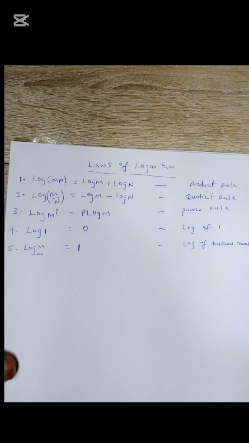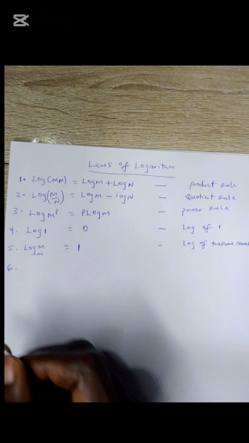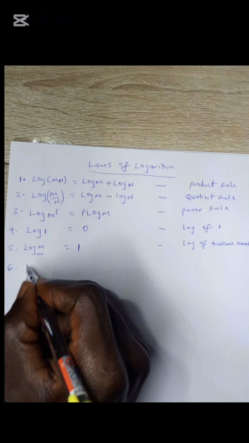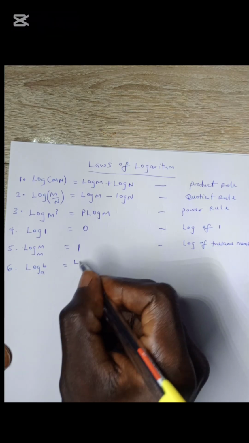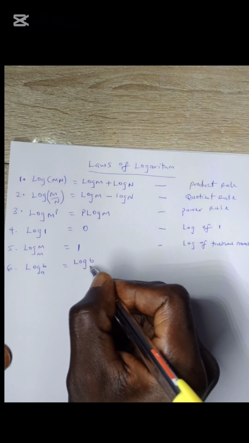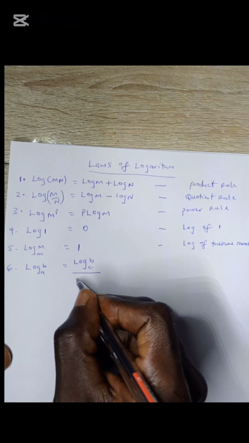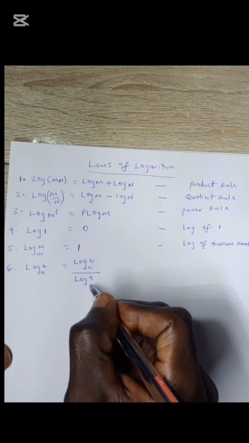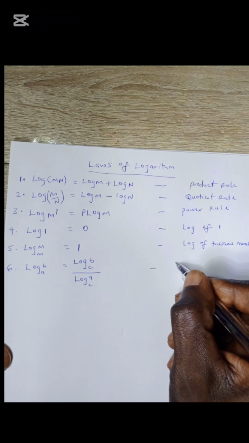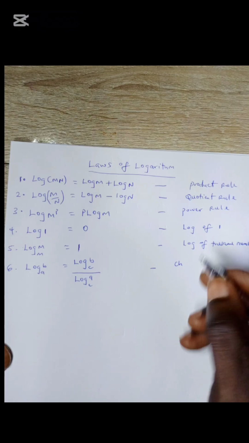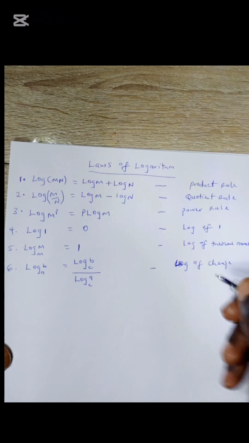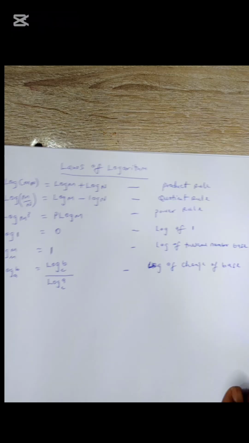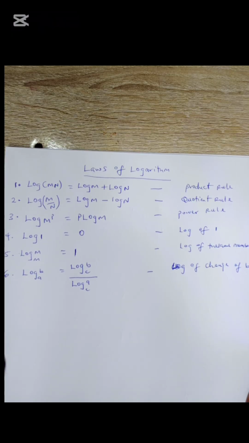Now let's go to number 6. Number 6 is talking about change of base. When we have log b base a, you can still have it as log b base c over log a base c, because we have changed the base to base c. This is what we call change of base.